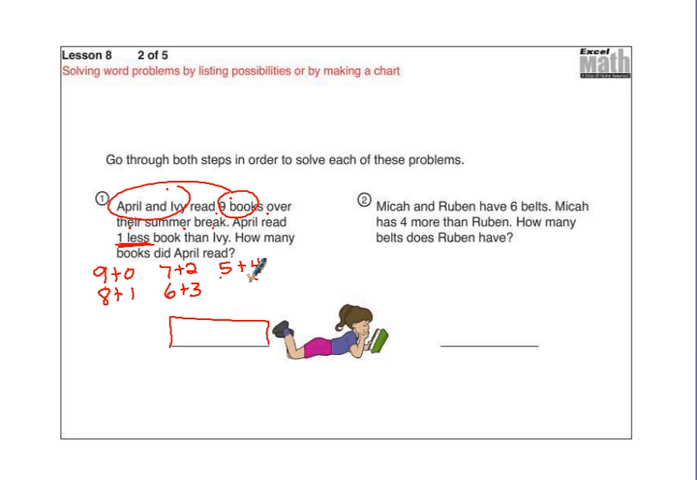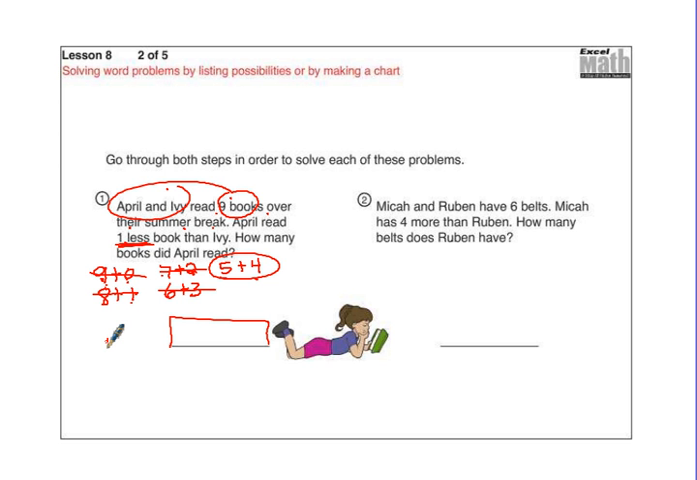Now, which one of these combinations has one number that's 1 less than the other number? 9 and 0, that's 9 less, so that can't be it. 1 is 7 less than 8. 2 is 5 less than 7. 3 is 3 less than 6. So the only one that works is this one here, because 4 is 1 less than 5.